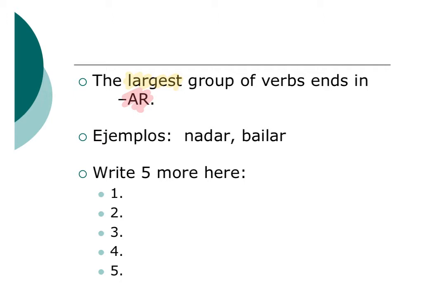I've got two examples here: nadar, which means to swim, and of course, bailar, which means to dance. Okay, so take a moment, and this is a do, so make sure you actually do this as I instruct you here. I want you to write 5 more AR verbs in this space right here. Pause the screencast, fill in 5 more AR verbs.